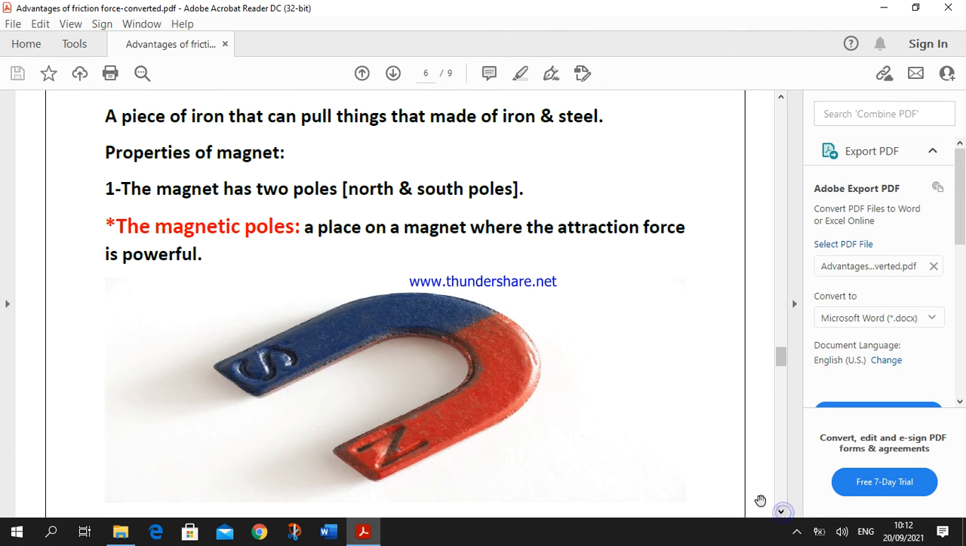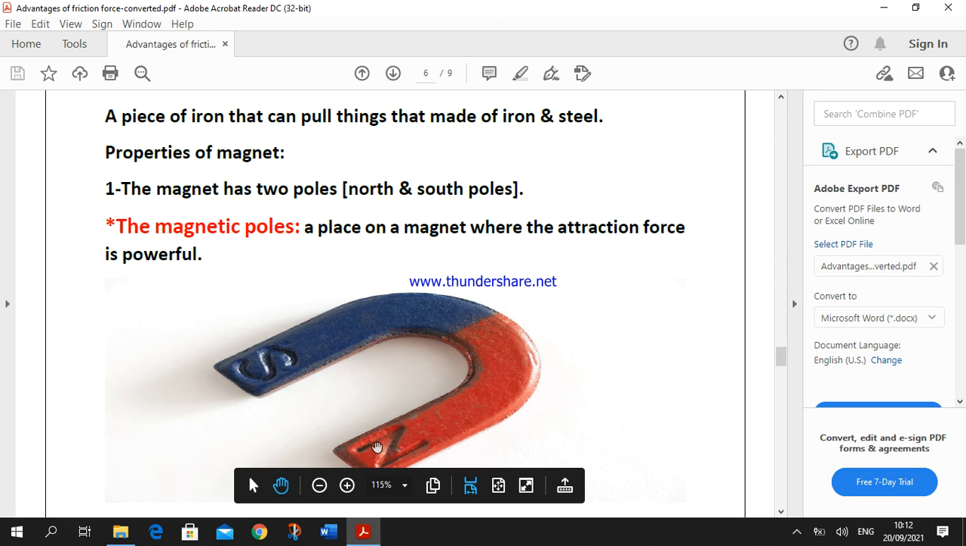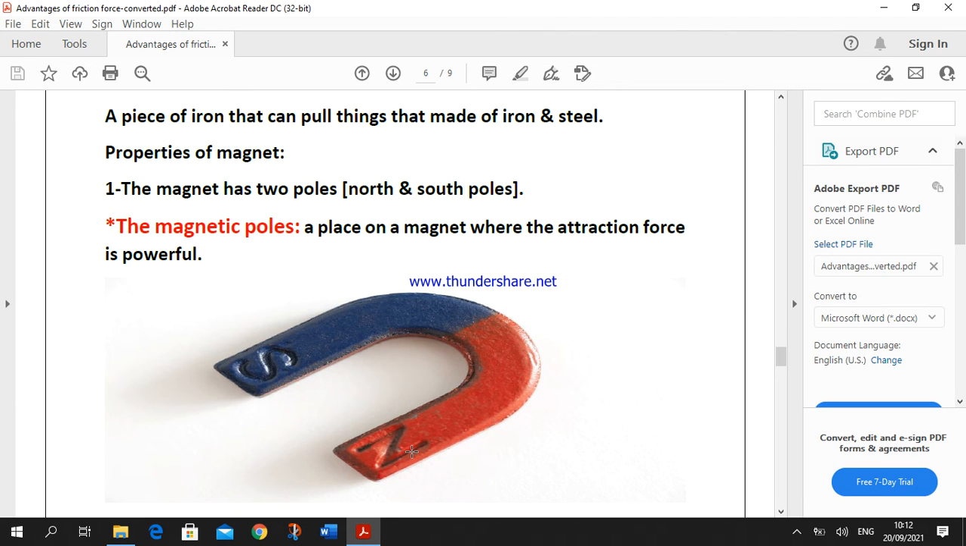The magnet is characterized by the presence of two poles, North Pole and South Pole. North Pole is colored red, while South Pole is colored blue. And these are the areas of the magnet that have the most powerful magnetic force. What is meant by magnetic force? Magnetic force is the ability of the magnet to attract objects made of iron and steel. This ability is known as magnetic force. And the areas of the magnet that have the most powerful magnetic force are the two poles, or the magnetic poles.